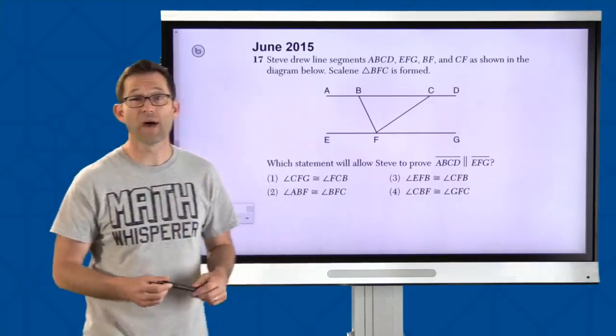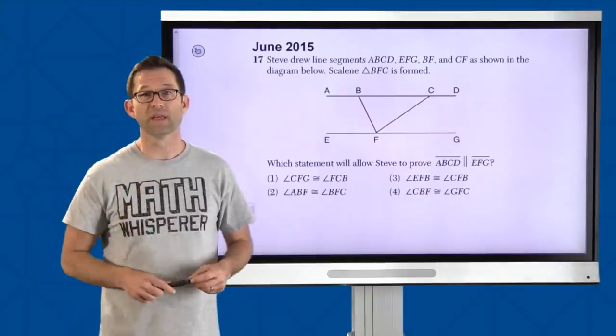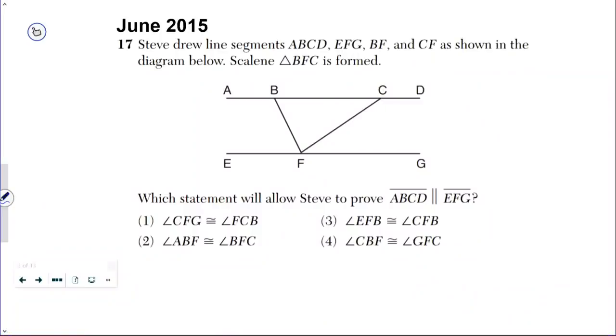So let's take a look at June 2015. Number 17, Steve drew line segments ABCD, EFG, BF, and CF as shown in the diagram below. Scalene triangle BFC is formed. I don't know why they tell us it's scalene, but whatever. Which statement will allow Steve to prove that ABCD is parallel to EFG?